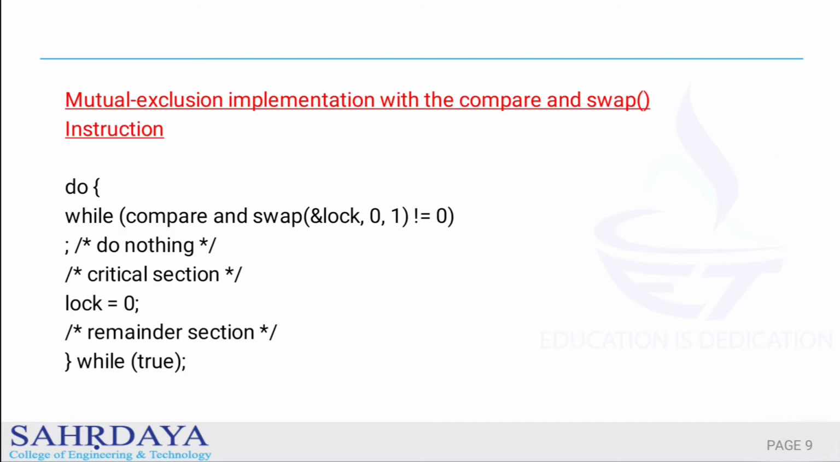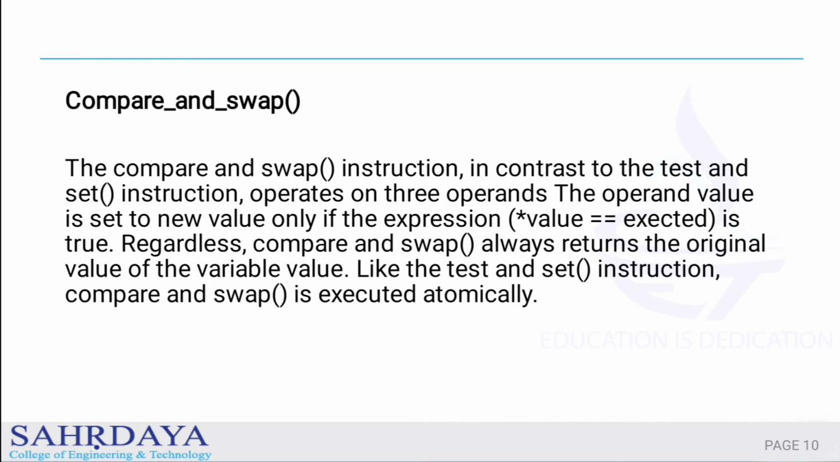So this is the mutual exclusion implementation with the compare and swap instruction. do { while (compare_and_swap(&lock, 0, 1) != 0); ... critical section ... lock = 0; ... remainder section ... } while (true). This is the definition of compare and swap.